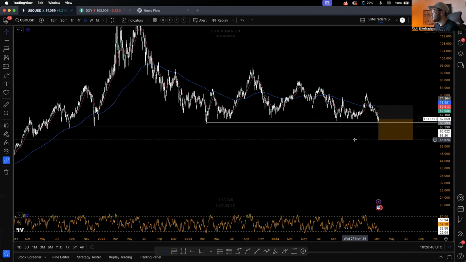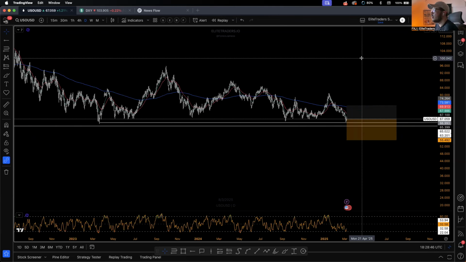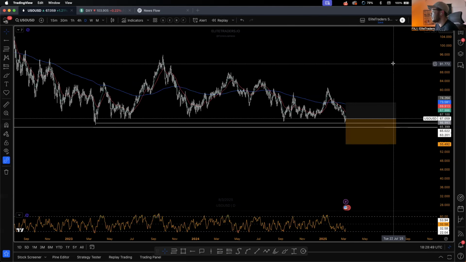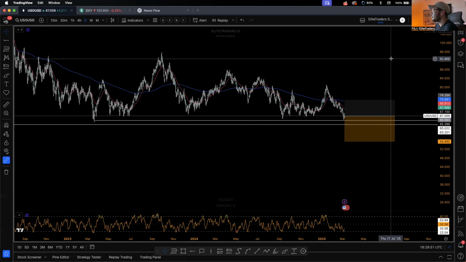What to expect if CPI comes out higher than 3%? If the inflation comes out higher than 3%, that would dampen rate cut narratives. It would lead the Fed to possibly start holding rates a little bit longer.